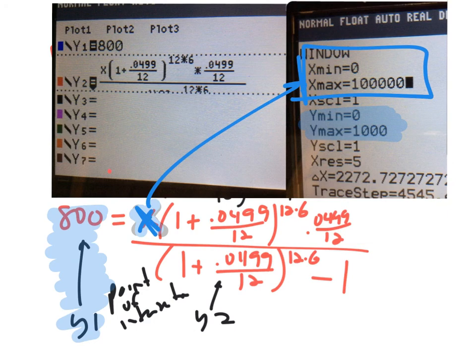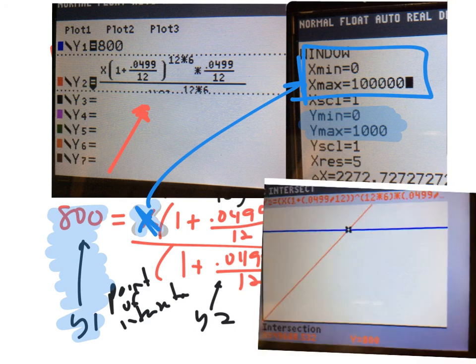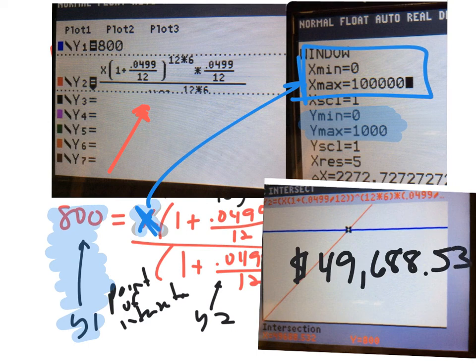Again, when you do these questions, always double check to make sure that you have the details entered correctly into your calculator. Even a random decimal point or missing a number can throw these questions tremendously off. So it looks like for $800 a month, you can afford a $49,688.53 automobile.